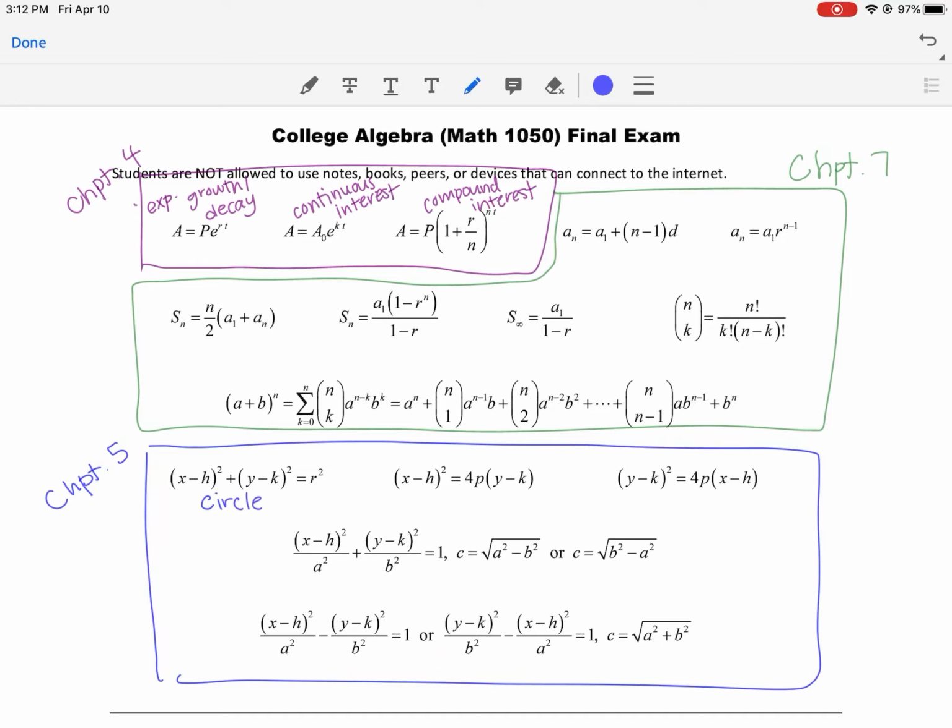So this is for chapter 5. These are all your conics. This first one you have to be able to recognize as a circle. An easy way to think about that is it's the only one that has r, so think radius, circle, r. These next two are your parabolas.